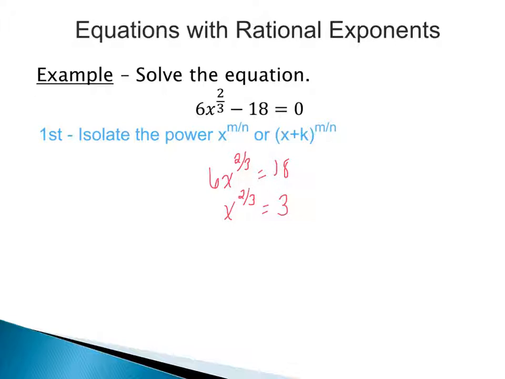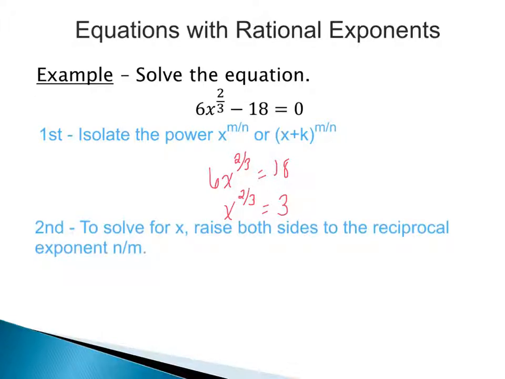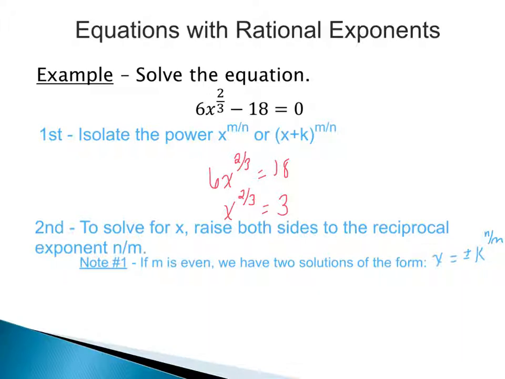Now at this point, in order to solve for x, we need to raise both sides to the reciprocal exponent n over m in order to get x completely by itself. There are two major notes that go along with this. If m in the original rational exponential equation is even, we're actually going to have two solutions. We would have x equals plus or minus the number raised to the n over m.